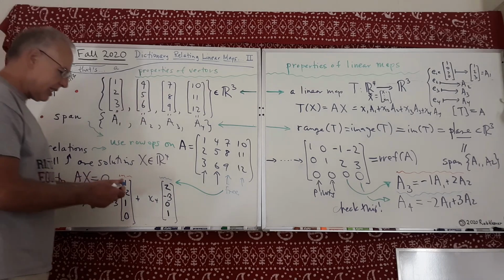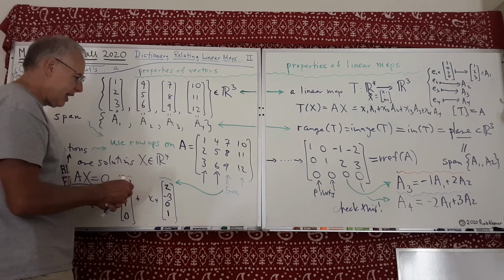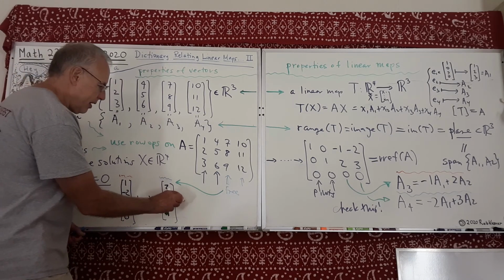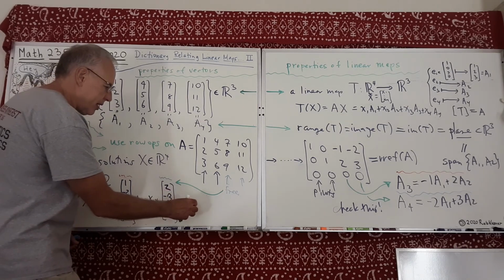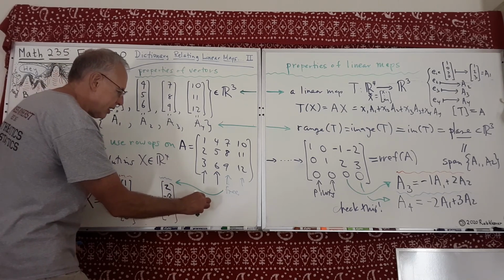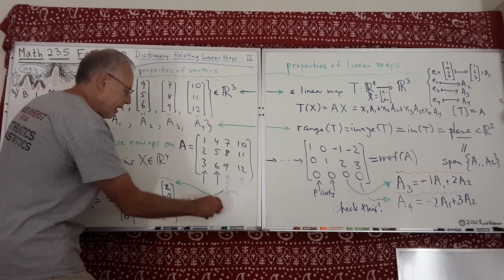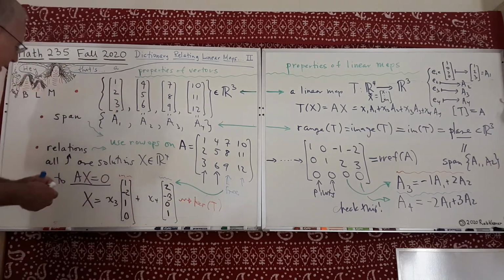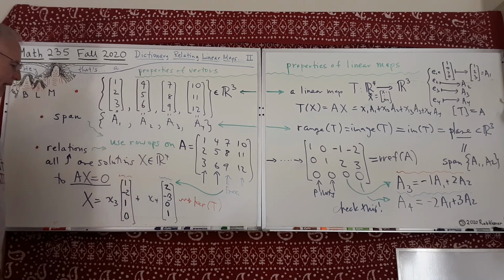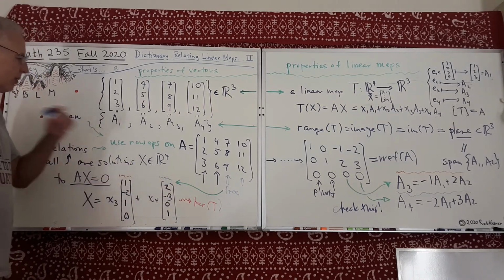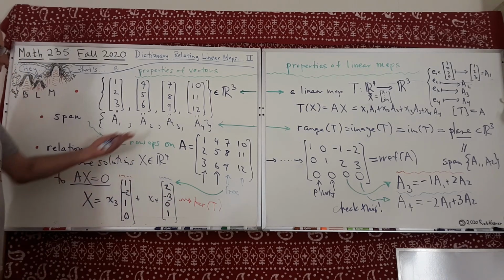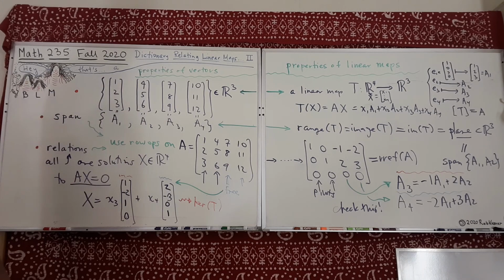So this leads to something we'll do in the next chapter, chapter 4. This leads to the notion of the kernel or the null space of T, and the fact that it's a non-zero subspace tells us that these vectors are linearly dependent. If it happened to be 0, if there's only the trivial linear relation, then the vectors would be independent. Okay, so that's the story.